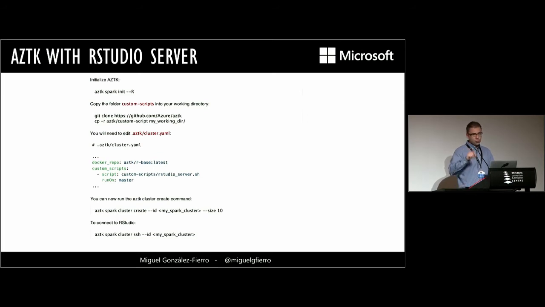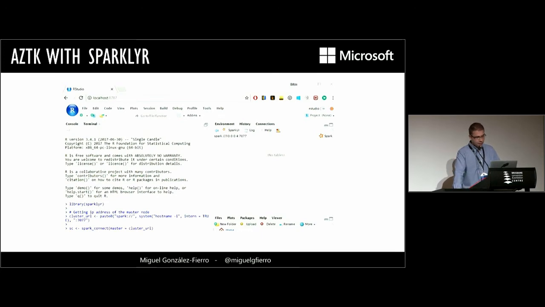And then when you create the cluster, it will start the VM, it will download the Docker image, it will install RStudio and all the services associated with the system. And in order to connect to RStudio, you can SSH on it using just AZTK Spark cluster SSH. And this is how it looks.